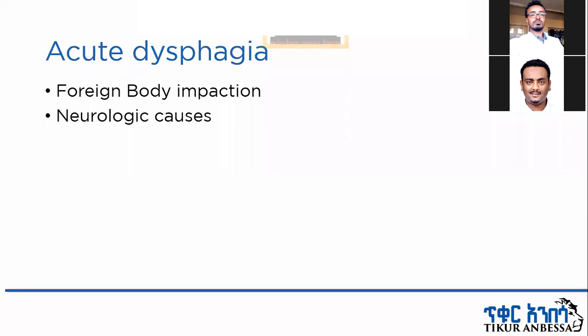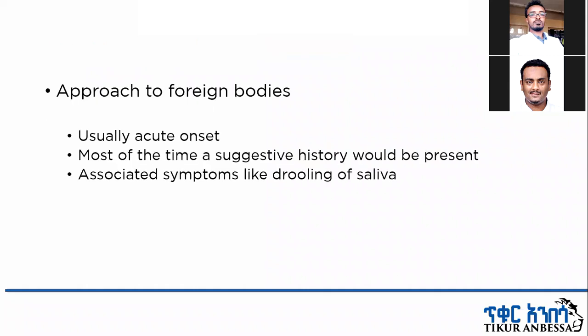So when you see acute dysphagia, usually acute dysphagia is caused by a foreign body impaction. Could be a football, could be anything else. And the history would be quite suggestive. The other form of acute dysphagia is usually neurologic causes. Those patients with some form of neurologic origin of problem, like a stroke, some cerebrovascular problem, could present with acute dysphagia. And usually this is an oropharyngeal dysphagia. I will come to that a bit later on.